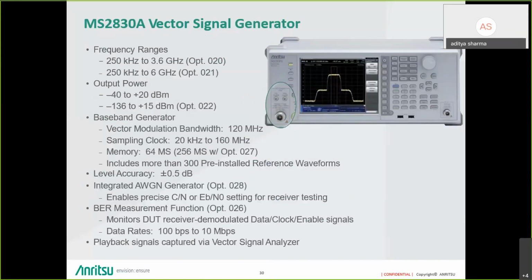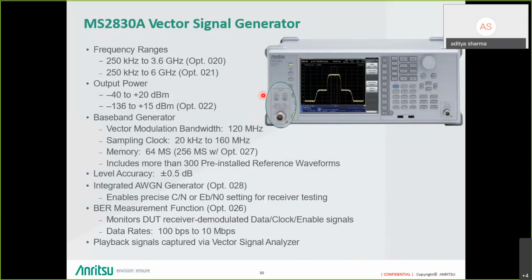Along with that, it has the option of having a vector signal generator itself. So it's not just a spectrum analyzer or a signal analyzer. It also has a vector signal generator as an option along with it. So if a customer wants to give a signal to a DUT and then see the response from the DUT, this is the best thing, where the user doesn't have to buy a separate unit or separate signal generator. He can have a single unit which has a signal generator and signal analyzer both in a single unit, as you can see over here.